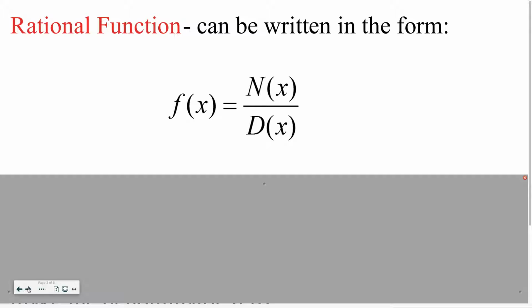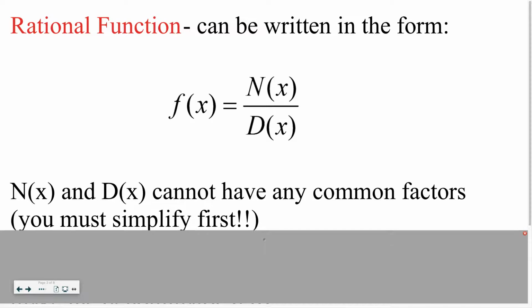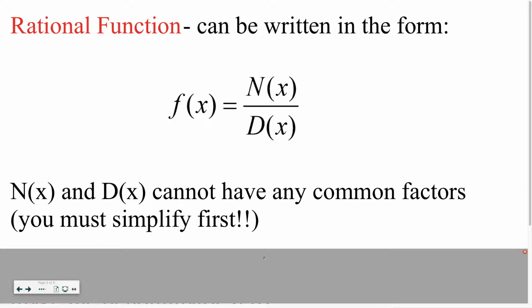So a rational function is written of this form. We have a numerator function divided by a denominator function that are polynomial. Okay. It is important that our numerator and denominator do not have any factors in common. So we are going to talk about that. It is important. It is important that we simplify first.